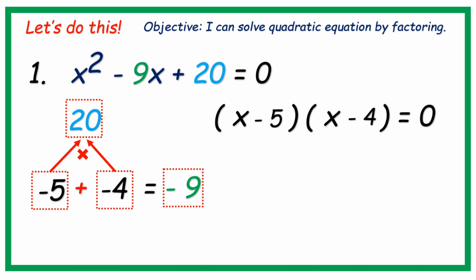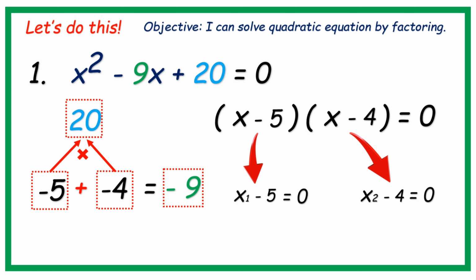So we have x minus 5 times x minus 4 equals 0. We're not yet done. We're going to separate it. The x sub 1 is x minus 5 equals 0. The x sub 2 is x minus 4 equals 0. Just like that. In order for us to solve this, it's easy. We are going to isolate the variable.